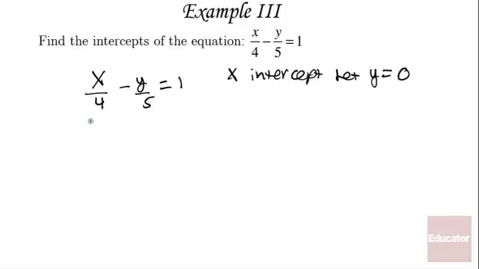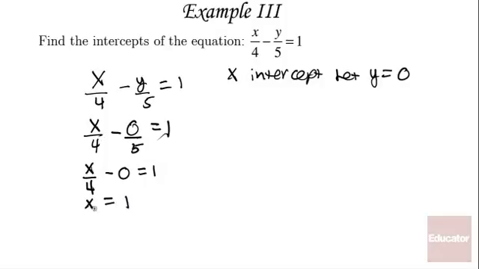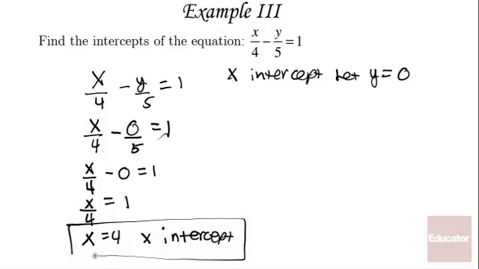So if I go back here and I let y equal 0, I'm going to have x over 4 minus 0 divided by 5 equals 1. So x over 4 minus 0 equals 1, or x over 4 equals 1. To move this 4 out of the denominator, I just multiply both sides times 4, and I get x equals 4. So this is the x-intercept. So the x-intercept is 4.